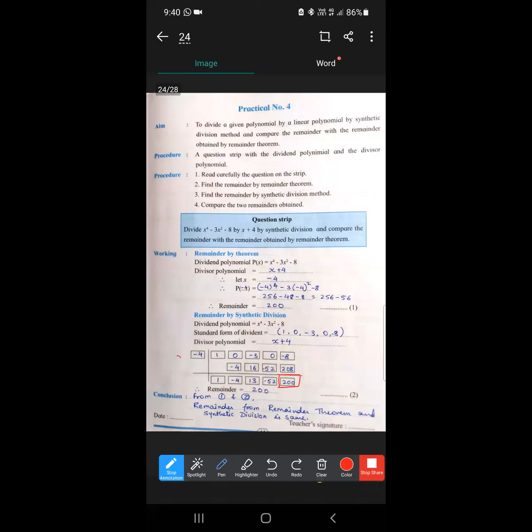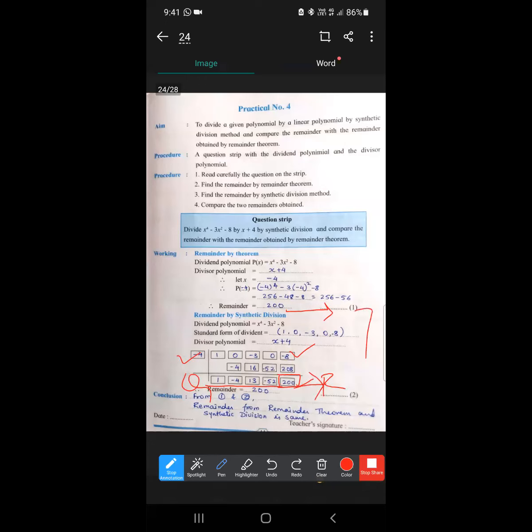So this is the divisor. This is the dividend. This is the remainder. And here you can see this part, it is nothing but the quotient. Now we will see how to write it in polynomial form further. Right now you can see that by the remainder theorem you got the remainder as 0, and using the synthetic division, the remainder is also 0. So this is marked as 2.